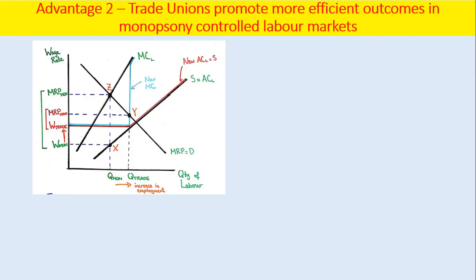Another advantage is that trade unions promote more efficient outcomes in a monopsony controlled labour market. So this is now where it starts to get slightly tricky. You will look at that rather daunting diagram to the left-hand side. It isn't as complex as what some of you think. There's a kinked average cost curve of labour, but there also is then a double kinked marginal cost of labour curve there as well. So we're now going to look specifically at a monopsony labour market.